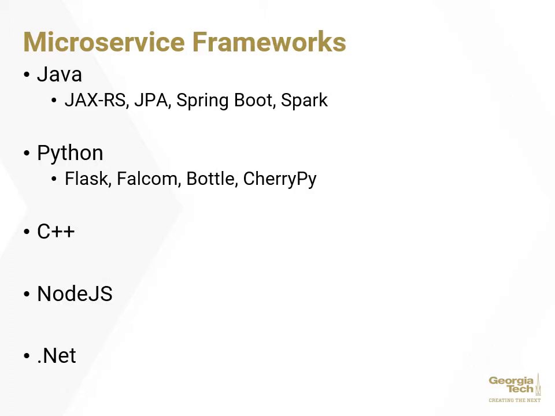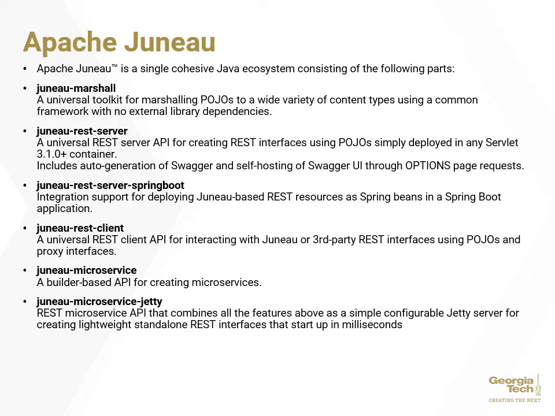There are several frameworks available to create microservices using different programming languages such as Java, Python, and others. For this course, we will be focusing on Java, specifically the Apache Juneau framework. Apache Juneau is a single cohesive Java ecosystem consisting of the following libraries for different purposes. We have a library for marshalling POJOs, a REST server and a REST client, a server specifically designed for Spring Boot microservices, and a library for creating microservices in general. We will be focusing on creating microservices and running them on a Jetty server, which is the last one listed here.